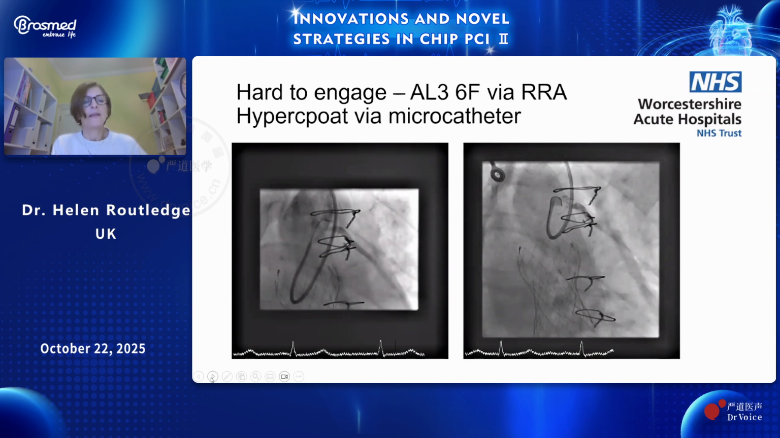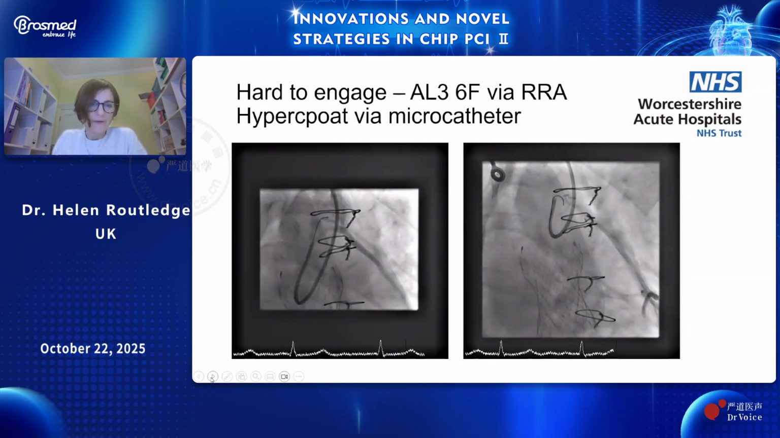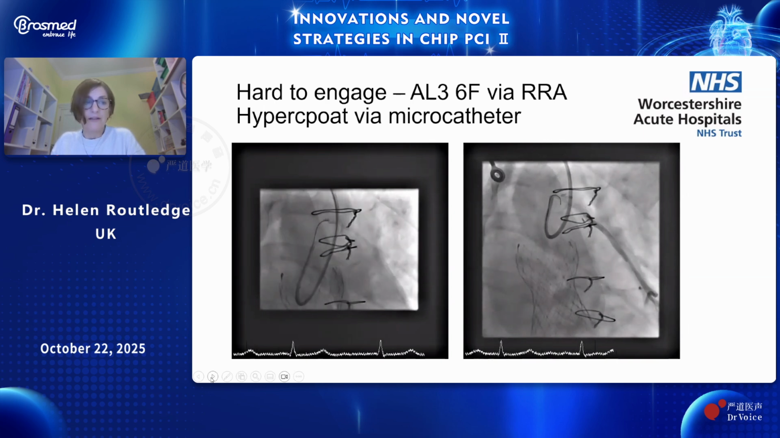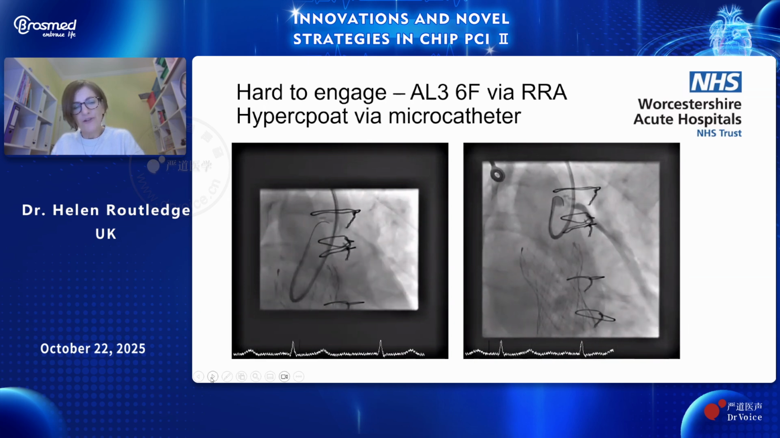So again, it was hard to engage. We ended up with an AL3 catheter via the right radial artery this time, and a hydrophilic wire, and we managed to advance a Corsair microcatheter around that first bend and get a hydrophilic wire down the vessel. But again, it was fiddly, as you can imagine, quite awkward to get things into that ostial lesion.